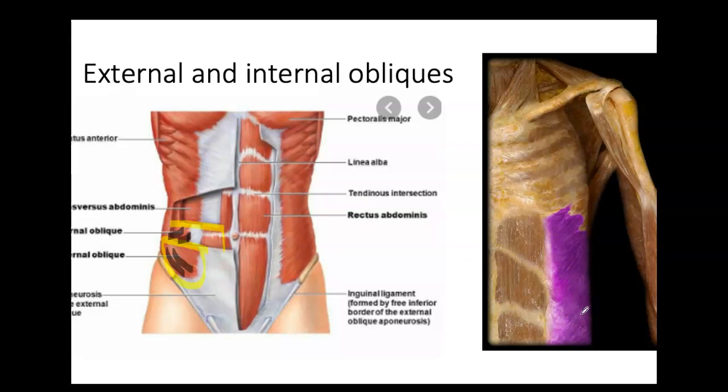So external oblique is going to support the viscera. It also helps in forceful expiration. You blow out like this. And the internal obliques do the same.